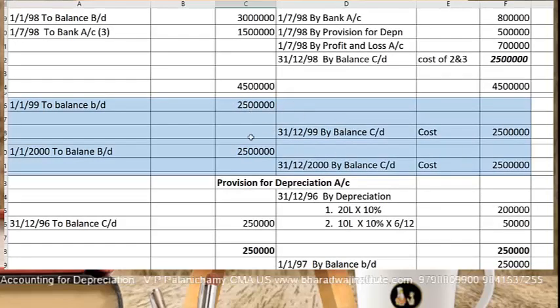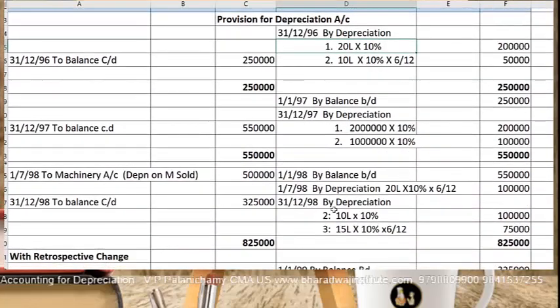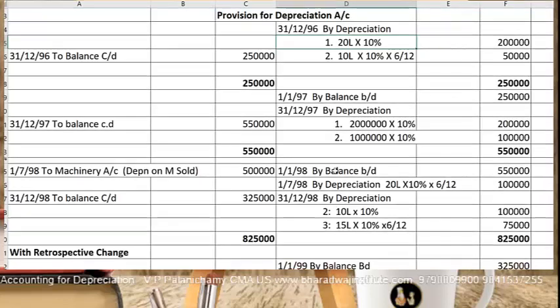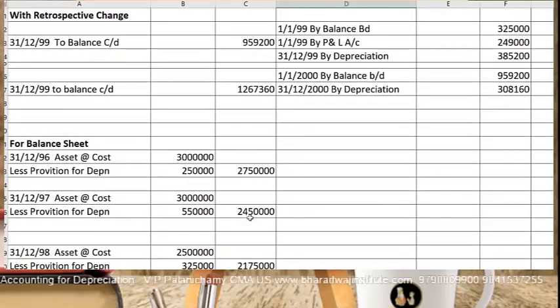So even if there is a change in the method of depreciation, nothing is recorded in the asset. Everything goes to provision for depreciation account. So provision for depreciation account records all the depreciations. Copy this. You can pause and copy. This retrospective change working, amount charged to P&L account, we have done the working already. Don't do the working again. The same working.